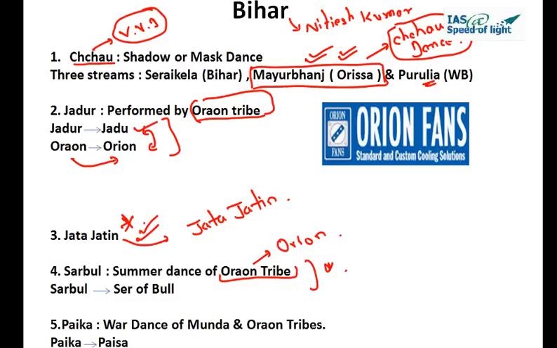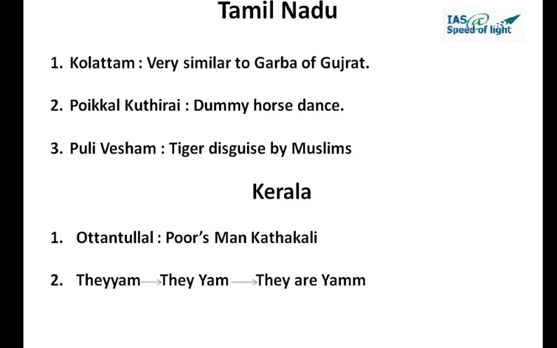Paika. Paika is a war dance of the Munda and Oraon tribes. So Munda becomes Sir, okay, Munda. And Oraon is Orion fans. And Paika becomes Paisa, and this is the war dance. Okay, so you can relate all these pictures now. War dance of the Munda and Oraon tribes, and Paika is Paisa. So Paisa, you relate it with Munda and Oraon tribes.